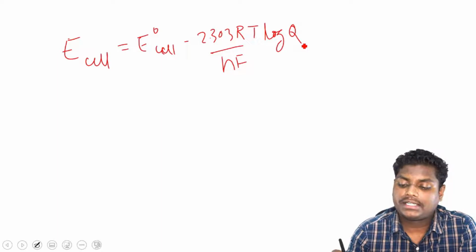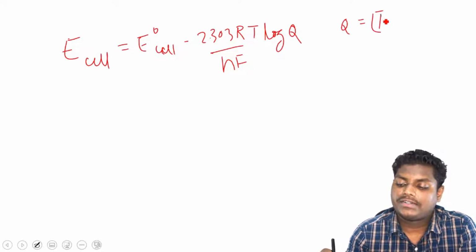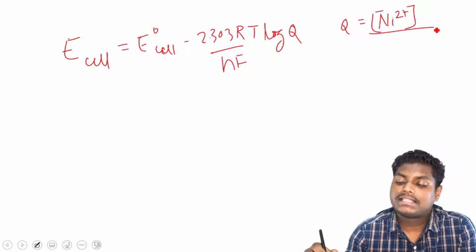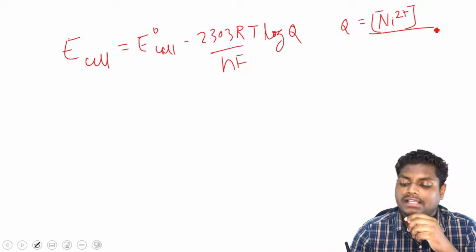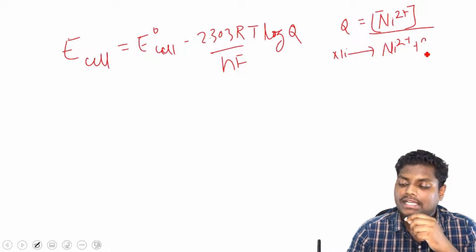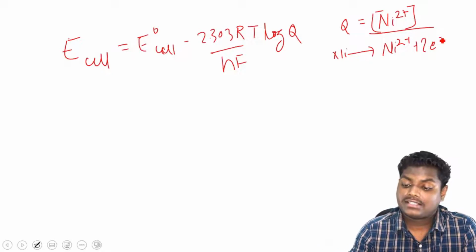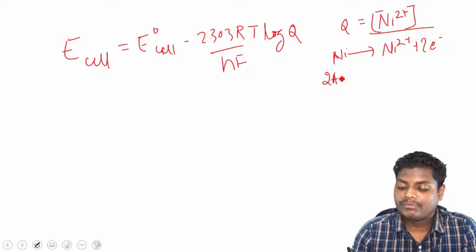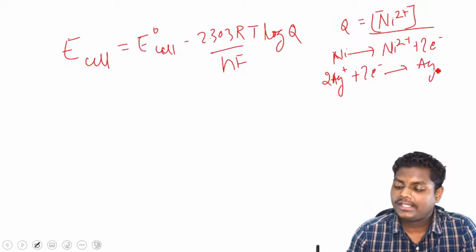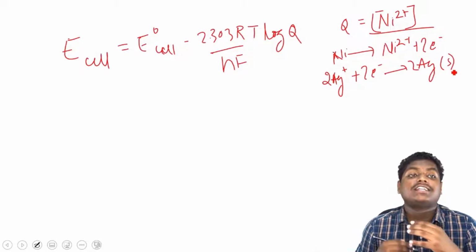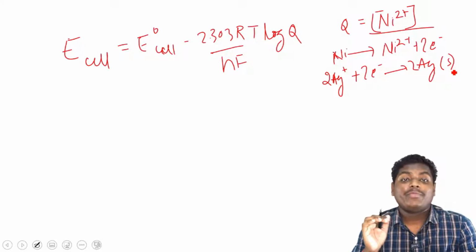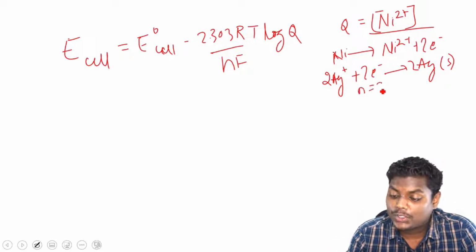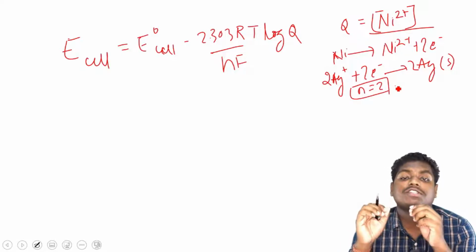The Q value is basically the concentration of nickel 2 plus divided by... what is the reaction that we are seeing? In this reaction, nickel was getting converted to nickel 2 plus, and 2 electrons would have been released, and simultaneously Ag plus was gaining 2 electrons and forming Ag solid. So you can see the number of electrons transferred in this process is 2.